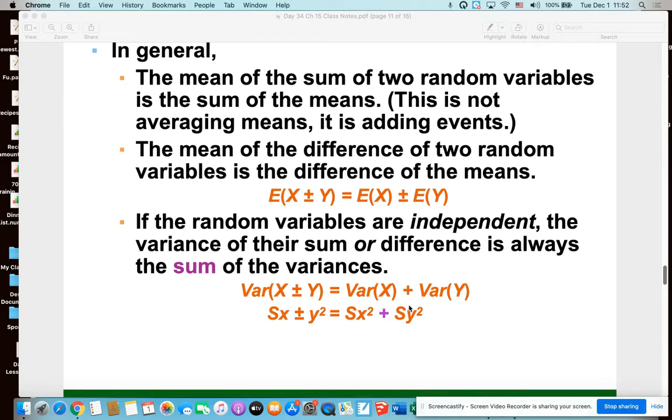Every time you do something or you put things together, whether you're adding or subtracting them, you're going to get more variation. You're going to get more variation, right? The more things that happen, the more that plays into it, right?